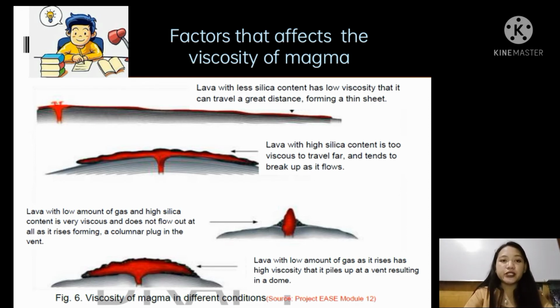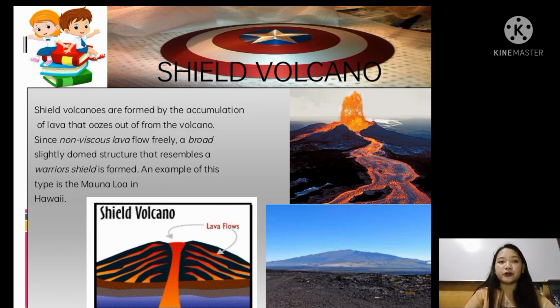Okay, let's proceed. Let us now discuss the three main types of volcanoes. First, we have the shield volcano. Mr. Gregory, kindly read the description of the shield volcano. Thank you, Mr. Gregory. So this is the image of the shield volcano. As you can see, the lava flows freely down its base. What do you think is the reason for this, Miss Gonzalez? Very well said, Miss Gonzalez.